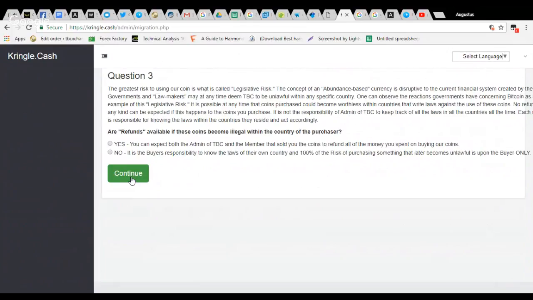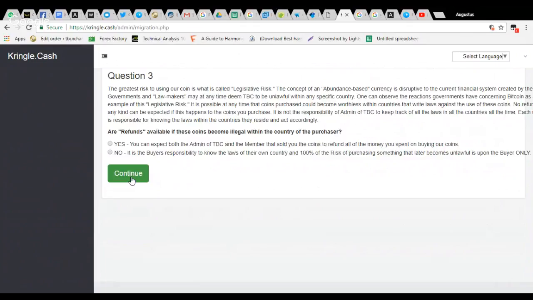The greatest risk to using our coin is what is called legislative risk. The concept of an abundance-based cryptocurrency is destructive to the current financial system created by the elite, the government, and lawmakers, who may at any time deem TVC to be unlawful within any specific country. One can observe the reactions governments have concerning Bitcoin as an example of this legislative risk.